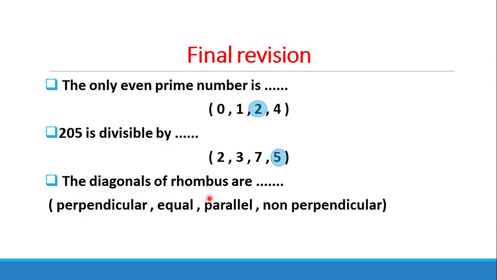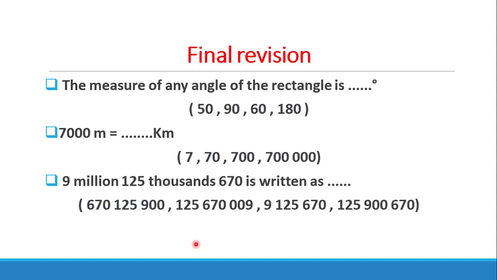The diagonals of a rhombus are perpendicular. Diagonals of a rectangle are equal in length. Diagonals of a square are perpendicular and equal in length. Don't forget. The measure of any angle of the rectangle: all angles in a rectangle are right angles. So the measure is 90 degrees.